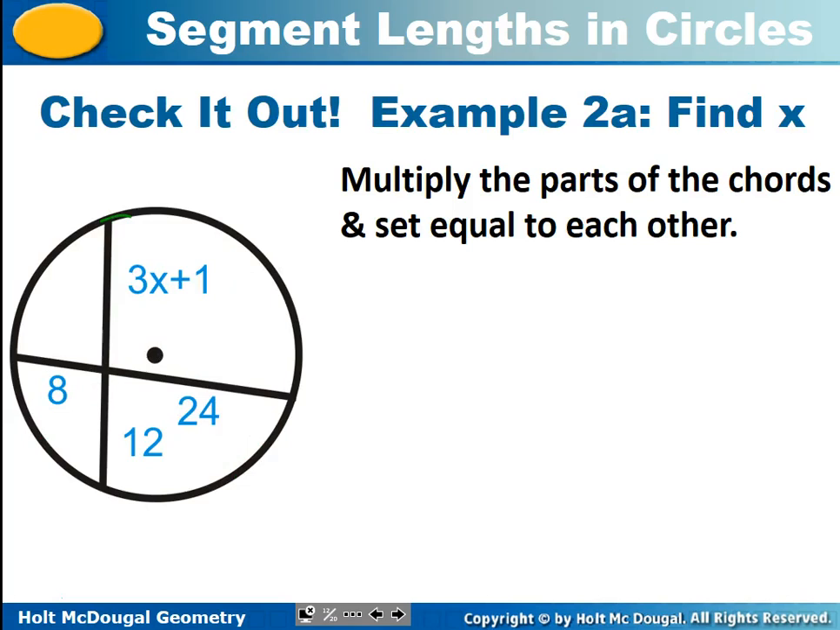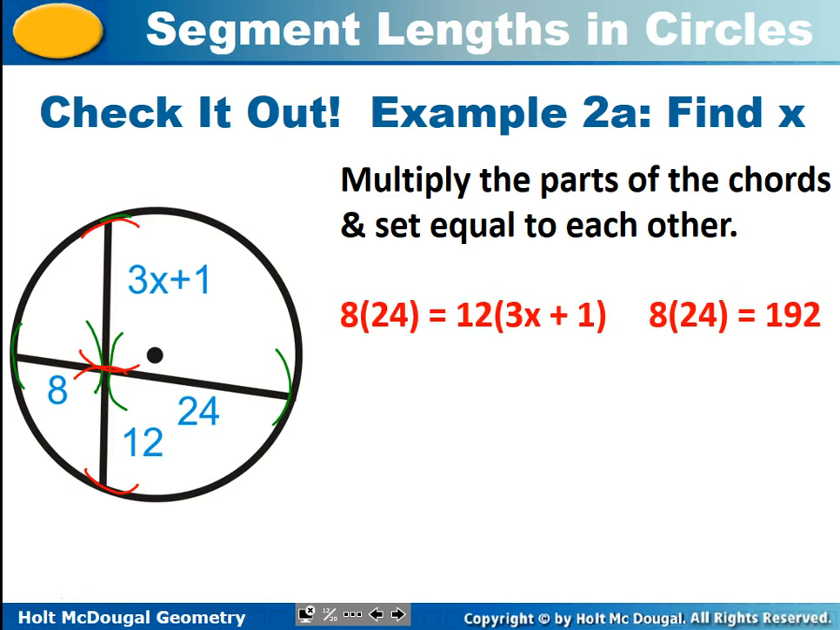Okay, so let's do the check it out. And again, remember you're multiplying part times part. So pause me, come back when you're done. Okay, so here again, we're multiplying 8 times 24, and we're setting that equal to 3x plus 1 times 12. That's how we're going to do this problem. So 8 times 24 is 192. Remember that we're going to distribute this 12 to each of these terms. Don't forget that.